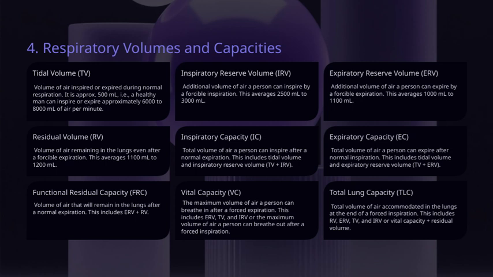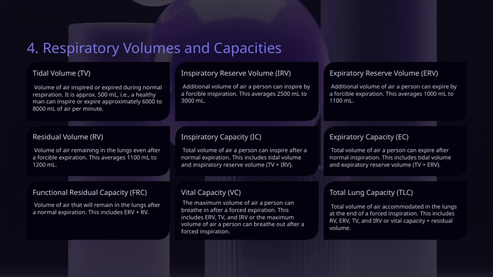This capacity allows us to take deeper breaths when needed. Moving to the functional residual capacity, this is the volume of air left in the lungs after a normal exhalation. It includes the residual volume plus the expiratory reserve volume, typically around 1,100 to 1,200 milliliters. The residual volume itself is the air that remains in the lungs even after maximum exhalation.